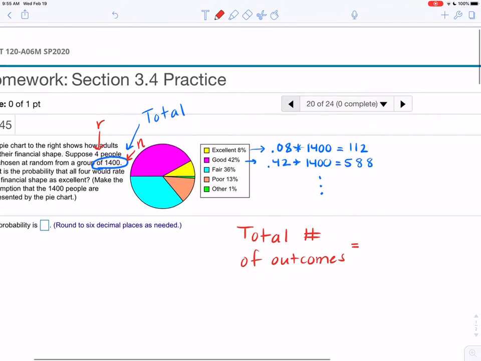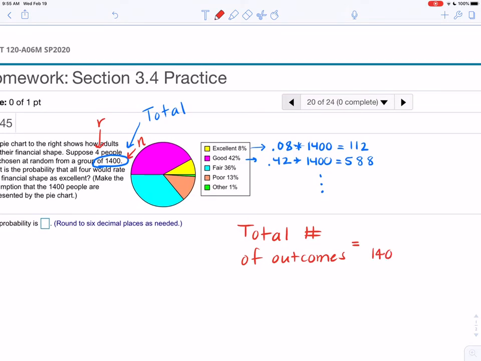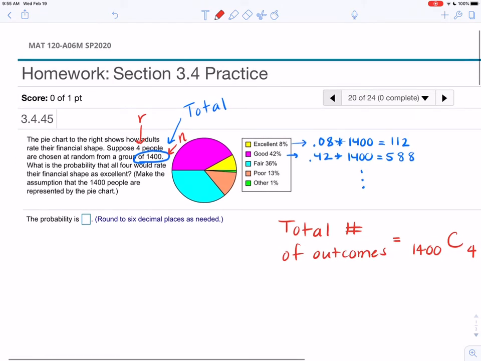All right, now obviously this is going to be a really big number, so I'm not going to evaluate it. But I'm going to write down here that this would be 1,400 NCR 4. I'm using combination because the order does not matter here. We're not arranging, we're just selecting 4 people from a group. All right, now I understand the total, right? I understand what counting rule is used. So now I'm going to come back over here and look at the probability that all 4 would rate as excellent. So all 4 people selected would rate as excellent.